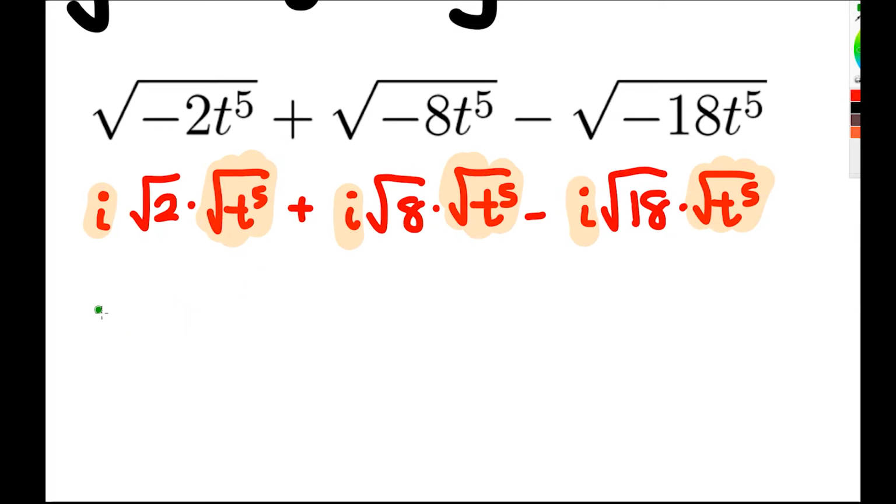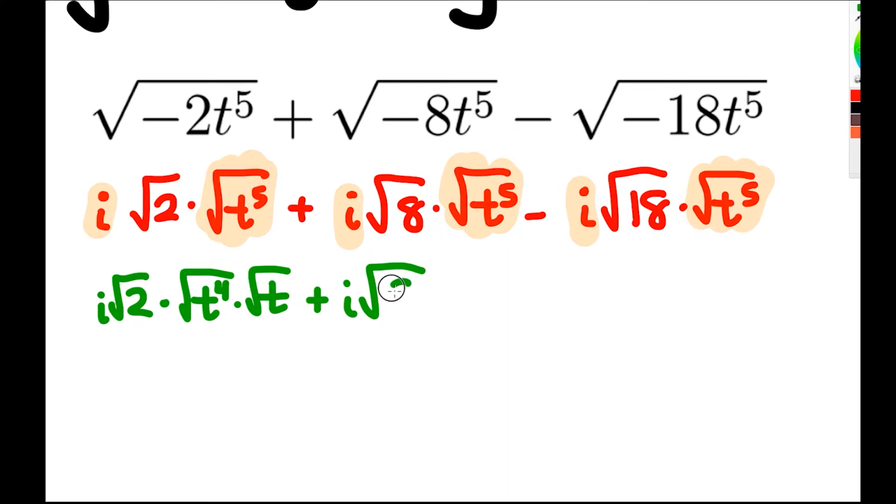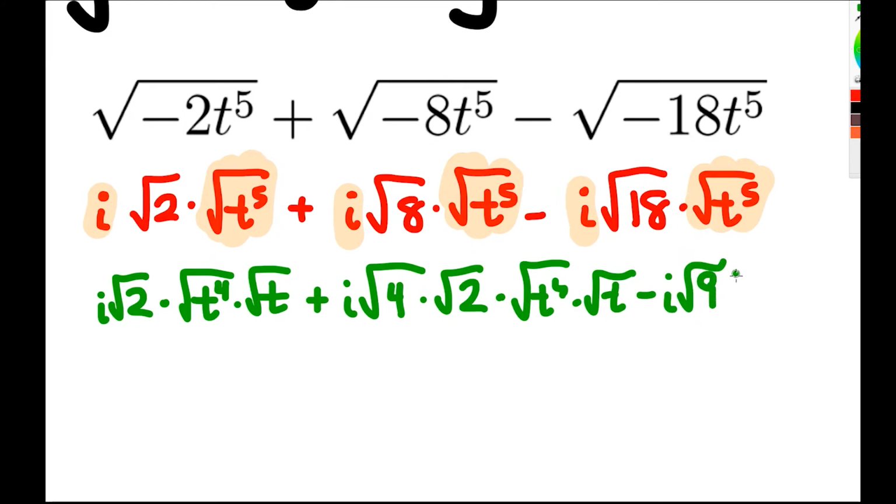So the t to the 5th, what you can do for that one is you can pull out a perfect square of t to the 4th. So you have the square root of t to the 4th times the square root of t, plus i times the square root of 8. Now the square root of 8 actually breaks down to the square root of 4 times the square root of 2. So there's a perfect square in there of 4. And again, we're going to do the square root of t to the 4th times the square root of t, minus i, okay, and we're going to pull out a square root of 9 because it's a perfect square in that 18, the square root of 18. And then we're also going to pull out the 2 here because 9 times 2 is that 18, times, again, the square root of t to the 4th times the square root of t.